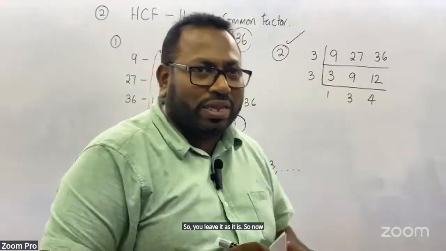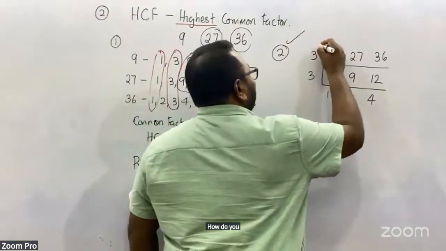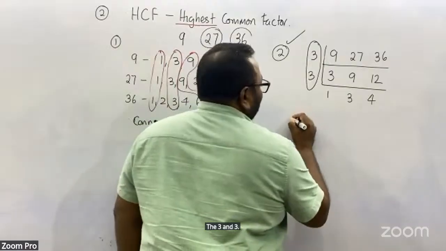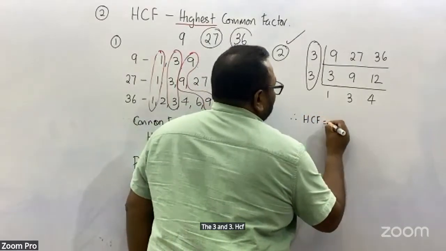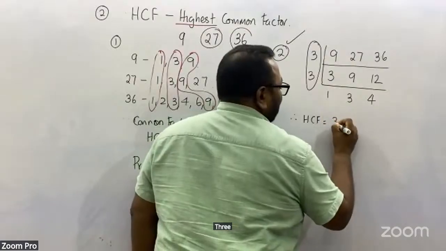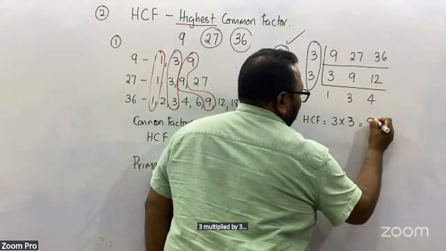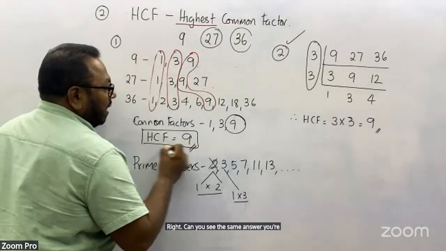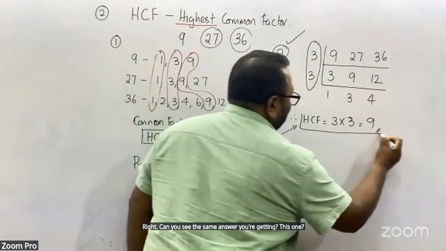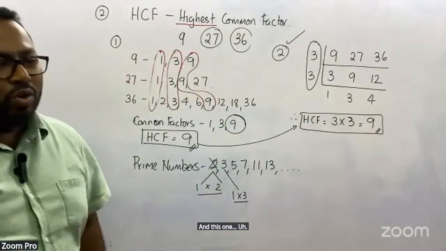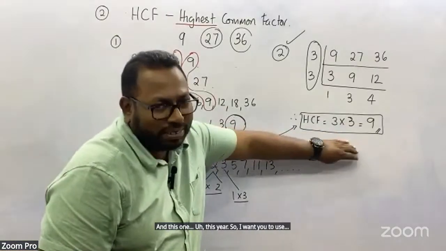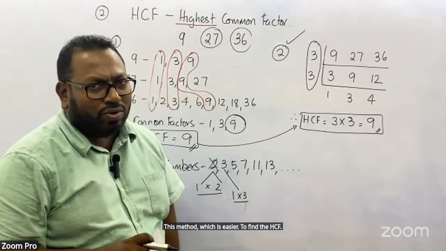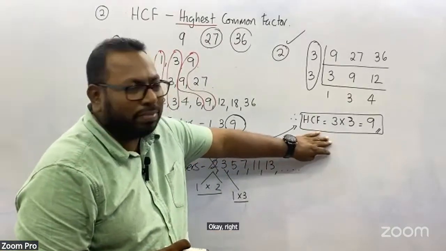So now we can find the HCF. How do you find the HCF? You take these two numbers, the 3 and 3. HCF is equal to 3 multiplied by 3, which is equal to 9. Can you see the same answer you're getting? This one and this one are the same. So I want you to use this method, which is easier to find the HCF. Okay, right? So this is your method that I want you to do.